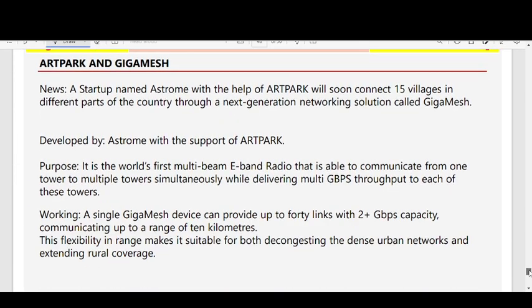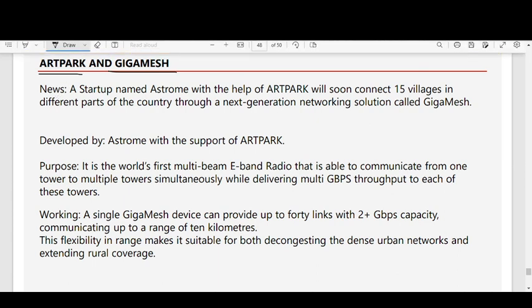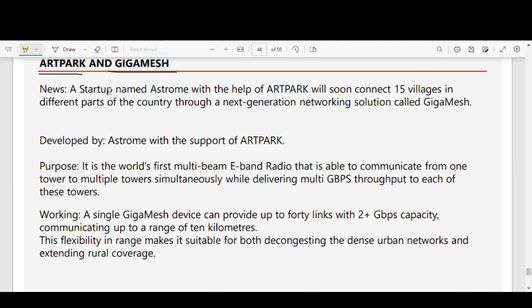Now moving to the next part, that is your ARTPARK and GigaMesh. Very important. See, a startup was there named Astrome, and ARTPARK. Both have come together and decided that they will connect 15 villages in different parts of the country through a networking solution called GigaMesh.